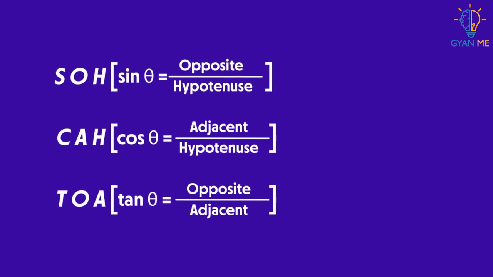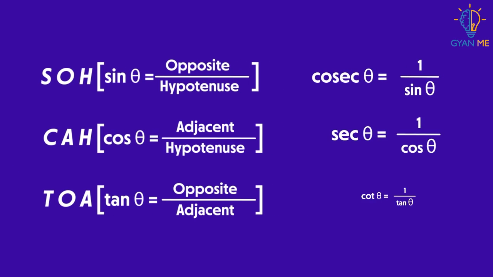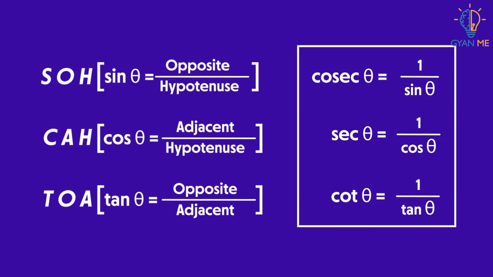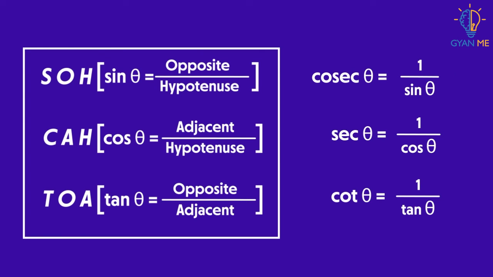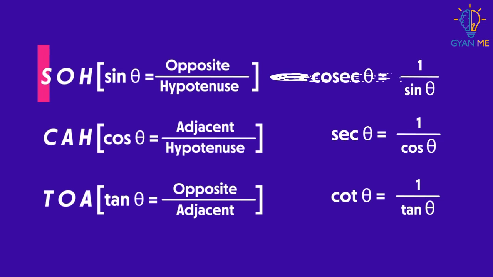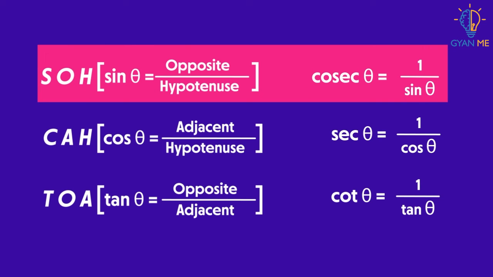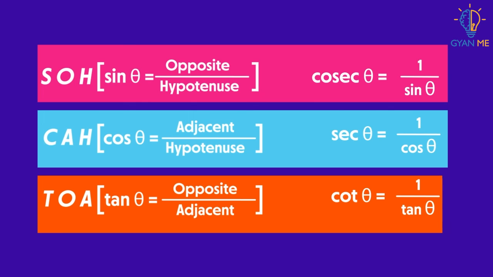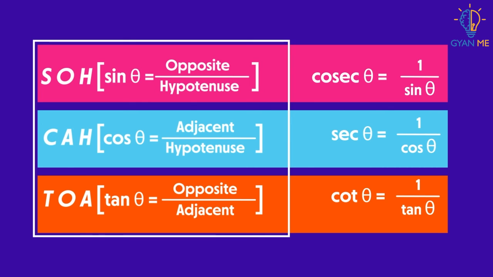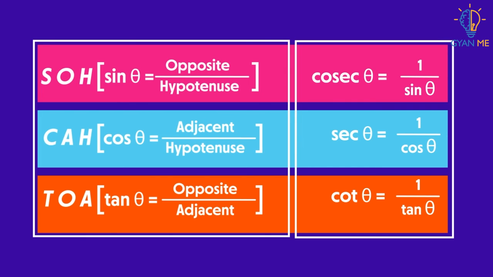Yes, correct. They are cosecant, secant and cotangent. The following three trigonometric ratios are simply the inverse of these three ratios. Cosecant, written as cosec, is the inverse of sine. Secant, written as sec, is the inverse of cos. And cotangent, written as cot, is the inverse of tan, that is tangent. You have to remember only these three ratios, that is sine, cos and tan. The other three are just the inverse or reverse of these three ratios.